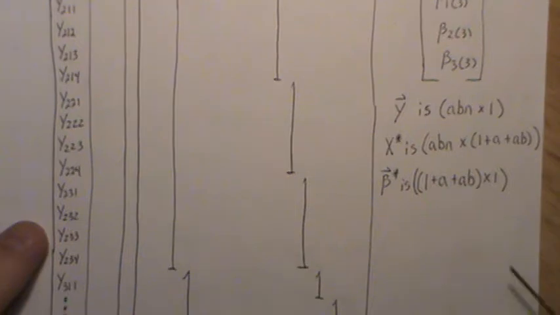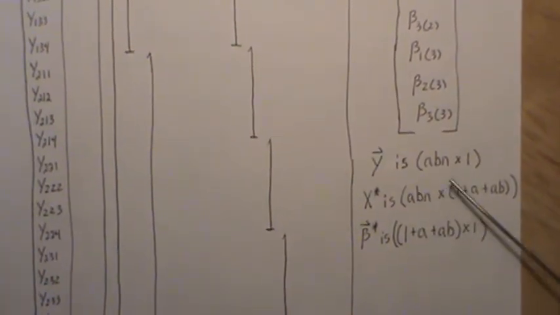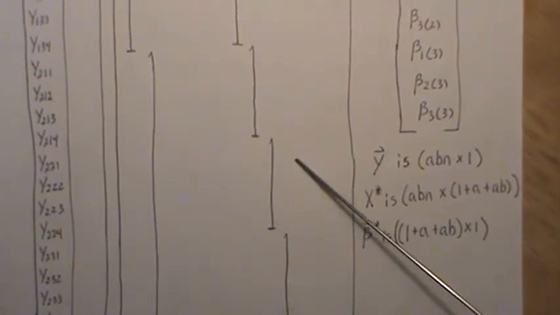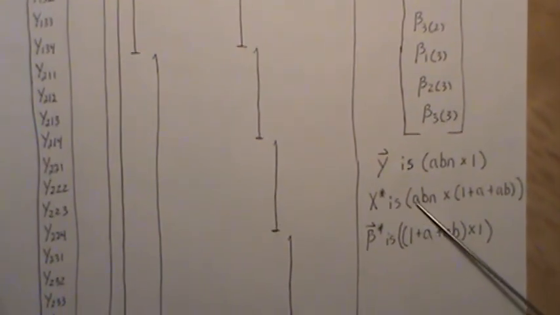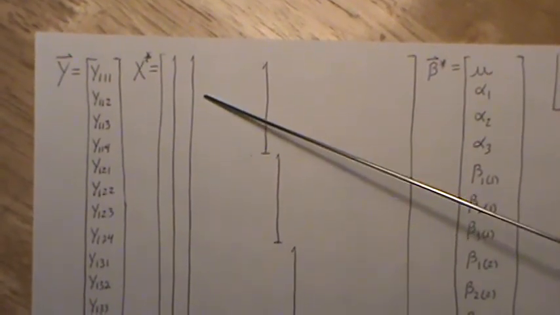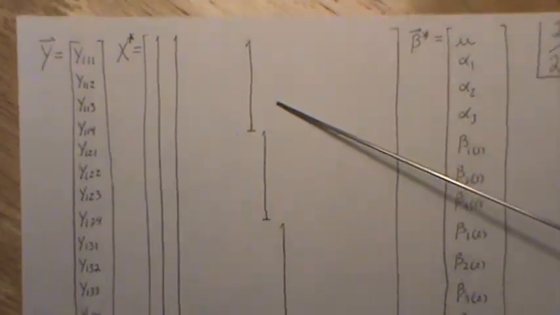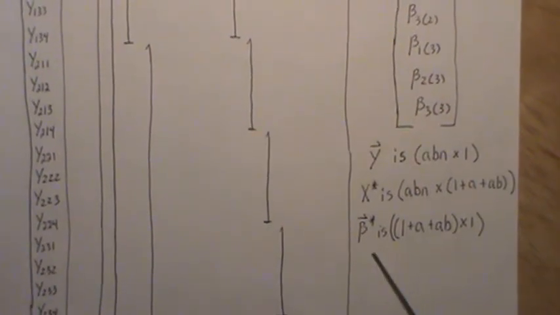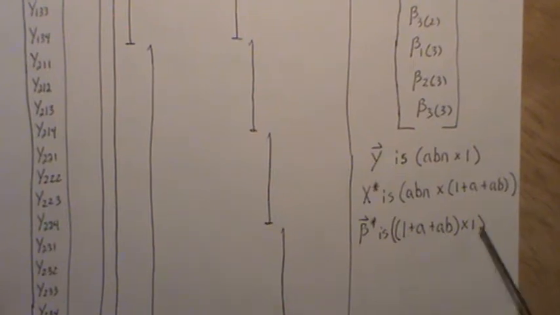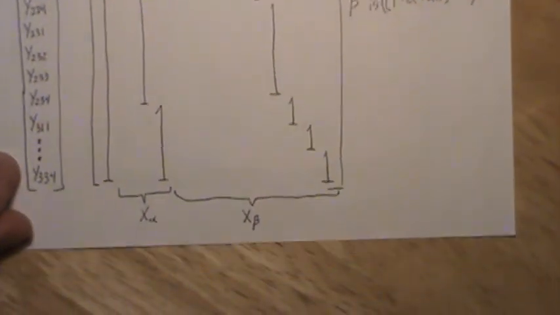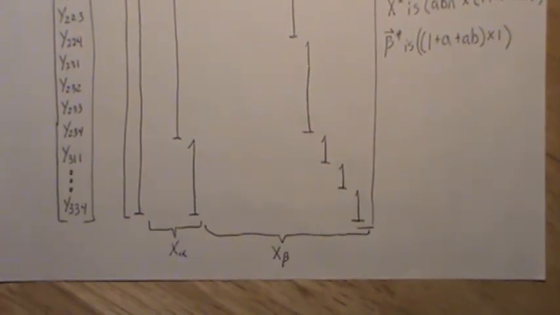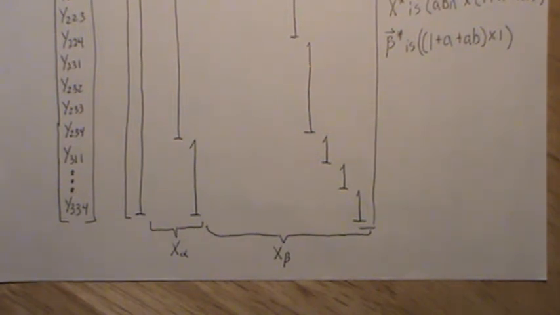We hit each coefficient. Y is ABN by 1. X star, this design matrix, and wherever there's not a number, it's a 0. X star is ABN by 1 plus A plus AB. So there's 1, and then there's 3 columns here, so that's the A, and then there's A times B columns there, so that's what this represents. And the beta coefficient is 1 plus A plus AB by 1, so it's a vector. And this is X alpha, and this is X beta. And that's it. So that's model development for hierarchical designs.